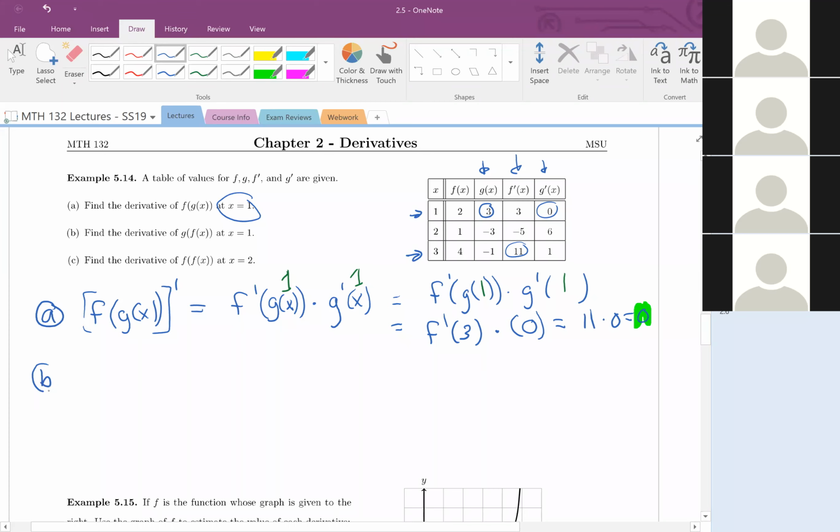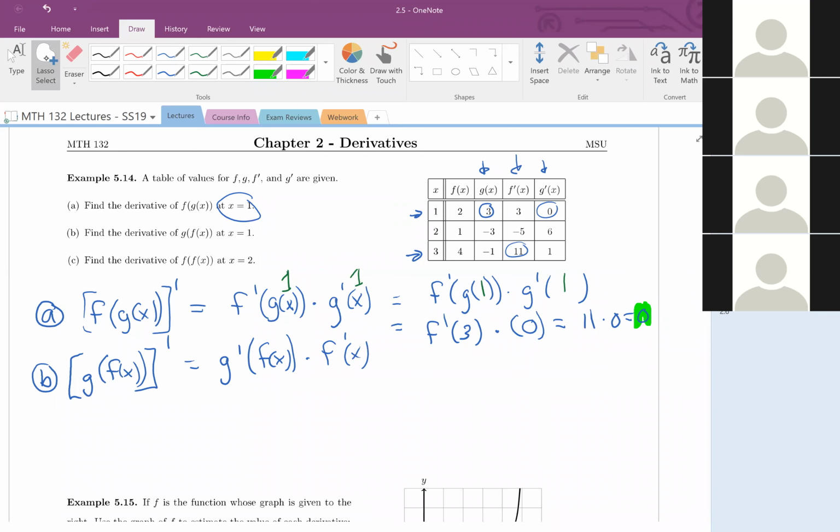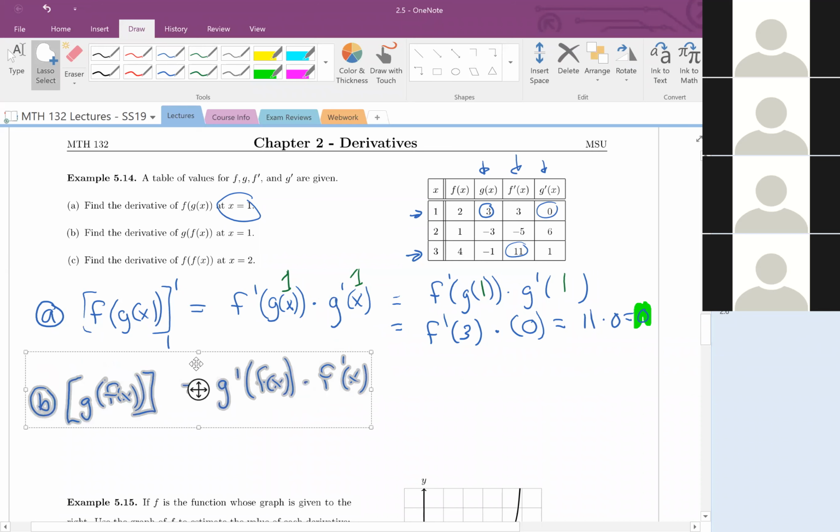And for part B, we're just going to reverse the order here. So we're going to take the derivative of g of f of x. Lots of parentheses going on there. And when we do that, we're going to take the derivative of the outside first, leave the inside function, multiply by the derivative of the inside function. And I'm going to go ahead and grab this whole line here and move it down so we don't run into our last work. Slide that down a little bit.